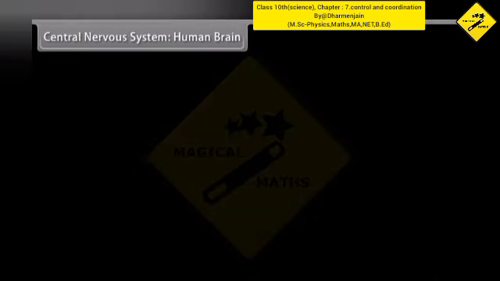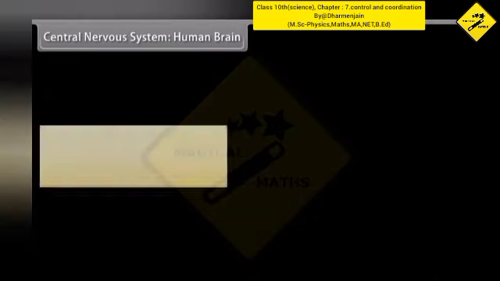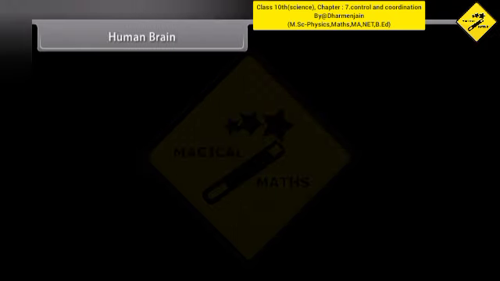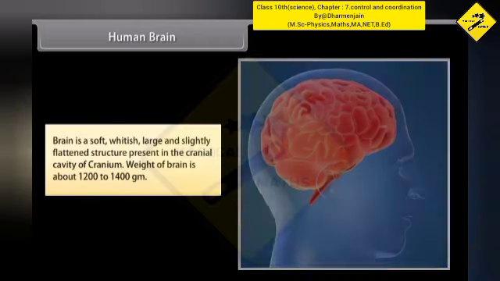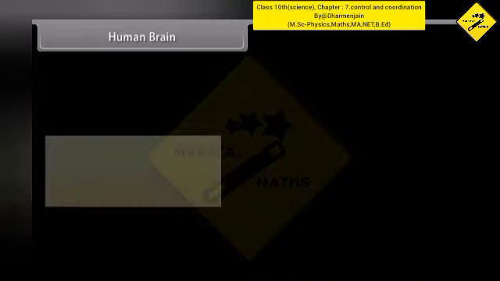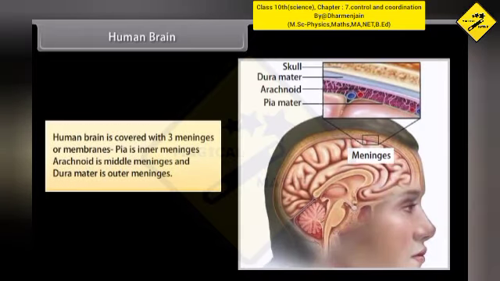Central nervous system, human brain. The CNS consists of the brain and spinal cord in animals. All life activities are under the control of the brain. Human brain. The brain is a soft, whitish, large and slightly flattened structure present in the cranial cavity of the cranium. The weight of the brain is about 1200 to 1400 grams. The human brain is covered with three meninges or membranes.